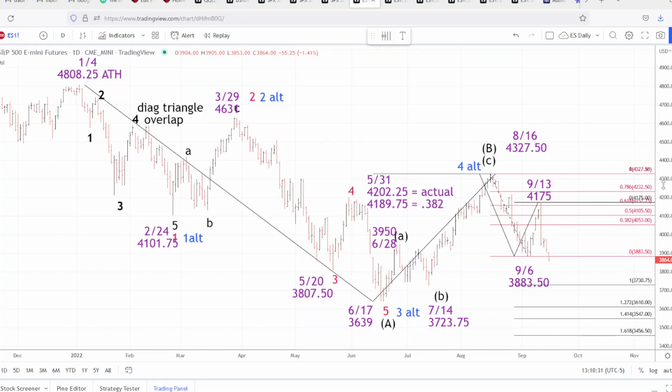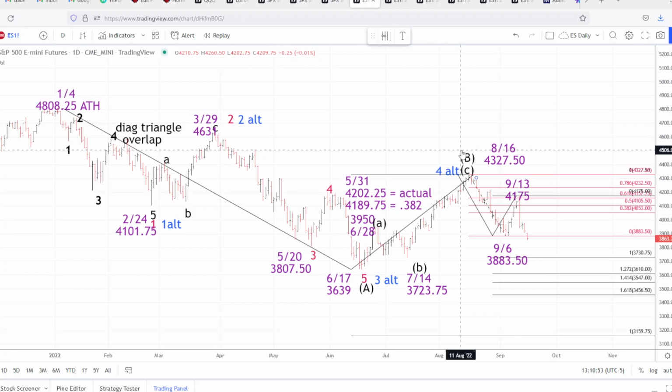We should get 5 waves down, just like if you follow here in the red. 1 down, 2 up, 3 down, 4 up, 5 down makes a larger wave A. 3 waves up for B in parentheses. C should be the same: a 1 down, 2 up, and a 3, 4, 5. We got a little ways to go.